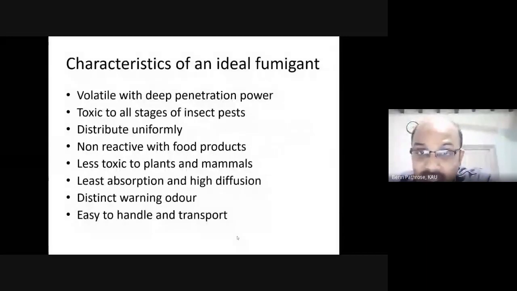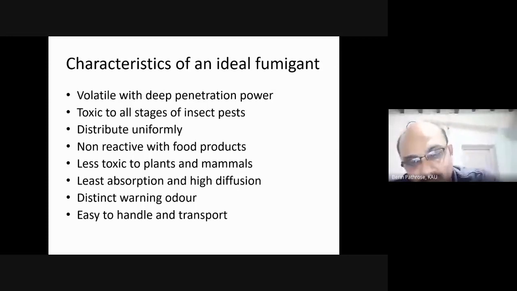And what are the characteristics of an ideal fumigant? There is no fumigant which can be termed as an ideal fumigant. But what characters should a fumigant possess? One thing is, it should be extremely volatile with deep penetration power. That means if the conversion of that solid or liquid fumigant into gaseous phase is not proper, if it doesn't get converted into gaseous phase so easily and is not that volatile, then that is not an ideal thing.